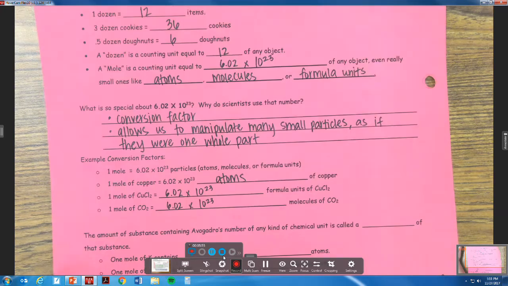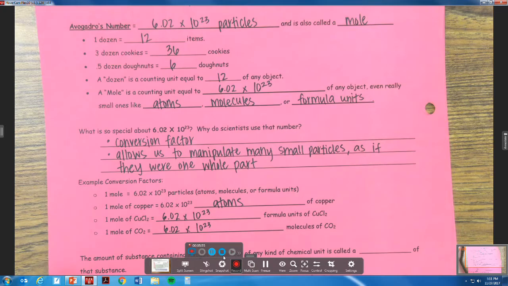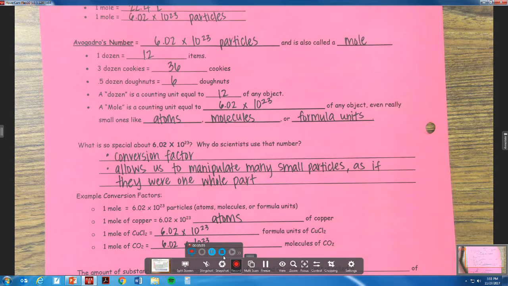Again, the amount of substance containing Avogadro's number of any kind of chemical unit is called a mole of that substance. So 1 mole of K, or potassium, contains 6.02 times 10 to the 23rd atoms. And 1 mole of NaOH contains 6.02 times 10 to the 23rd formula units.